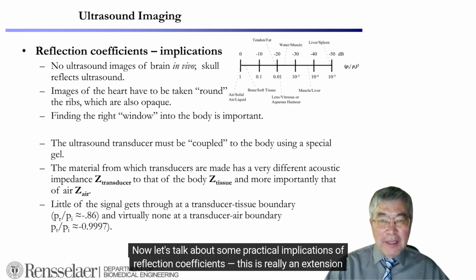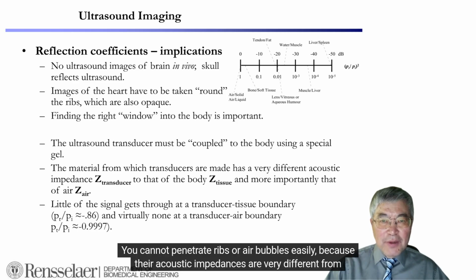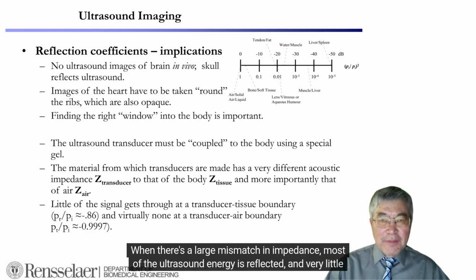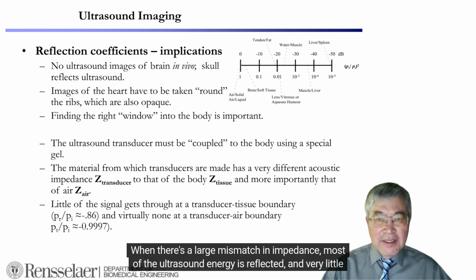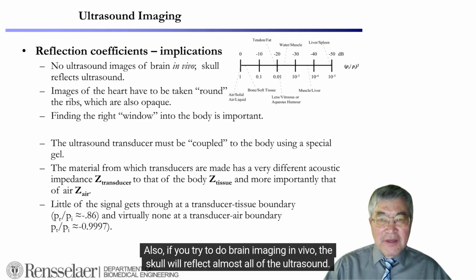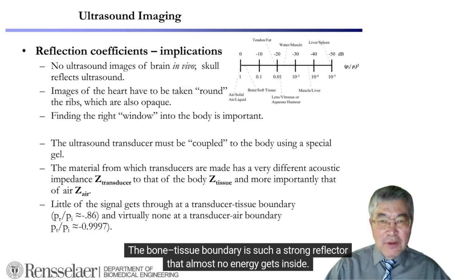Now let's talk about some practical implications of reflection coefficients. This is really an extension of what I already mentioned earlier. You cannot penetrate ribs or air bubbles easily because their acoustic impedances are very different from those of soft tissue. When there's a large mismatch in impedance, most of the ultrasound energy is reflected and very little gets through. Also, if you try to do brain imaging in vivo, the skull will reflect almost all of the ultrasound. That's why we don't use ultrasound to image the brain the same way we use CT or MRI. The bone tissue boundary is such a strong reflector that almost no energy gets inside.